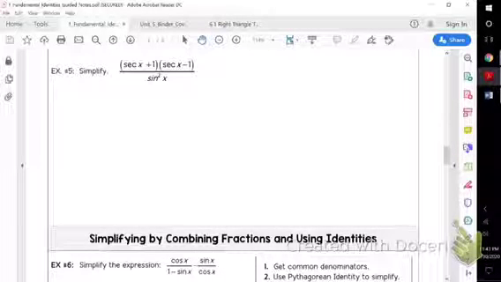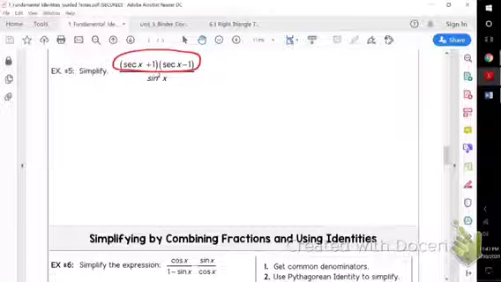Okay, in example 5 here, it wants us to simplify this fraction. So we've got secant of x plus 1 times secant of x minus 1 in the numerator over sine squared of x. Well, the first thing I see is in the numerator here, we can get rid of those parentheses if we go ahead and multiply them. So I'm going to go ahead and do FOIL and multiply them through.